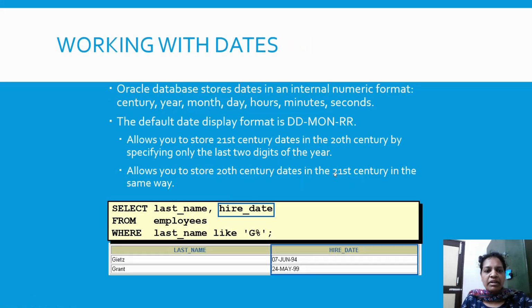So next we are coming to working with dates. In Oracle, these are given by default: century, year, month, day, hours, minutes, seconds. The default date displays DD, month, then year, RR. RR allows you to store a 21st century date in the 20th century by specifying only the last 2 digits of the year.